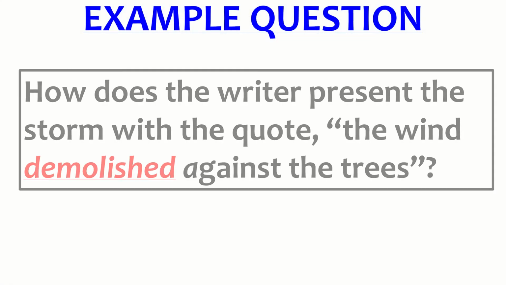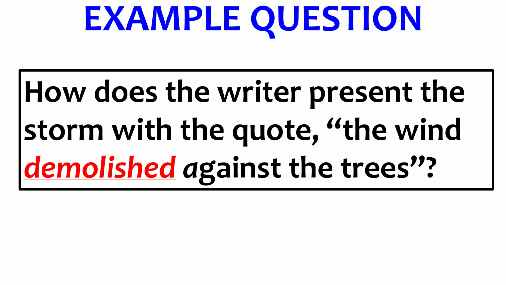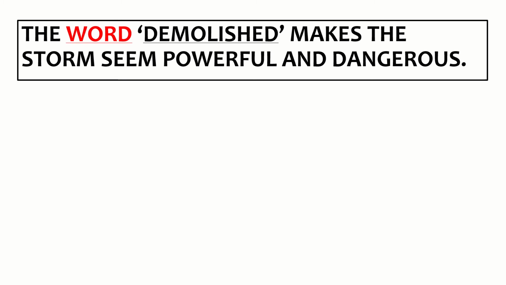So if we look at an example question, how does the writer present the storm, with the quote, the wind demolished the trees? What does that tell me about the weather? Well, it tells me that it's breaking the trees to pieces. But if I look at these quotes, the word demolished makes the storm seem powerful and dangerous. So I would get a mark for that. It's really good because I picked out a word and I've just said in one sentence why it's been used. This word has been used to show that the storm is powerful and dangerous.